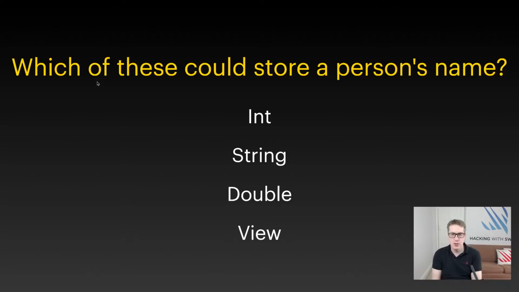Which of these could store a person's name? Is it int? Is it string? Is it double? Or is it view? Which would you use to store a person's name, like Paul or like Lottie, who just ran off to bed?